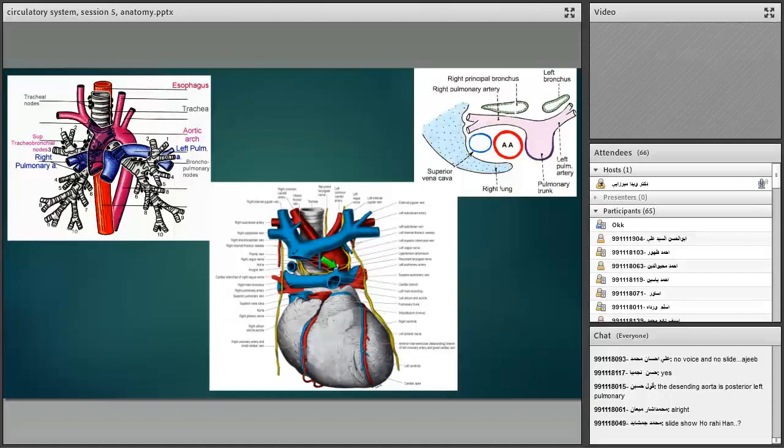After birth, when the lungs are starting their function, the ductus arteriosus would be closed and its name will be ligamentum arteriosum. In the embryology class, I will explain more about the ligamentum arteriosum and ductus arteriosus to you, okay?